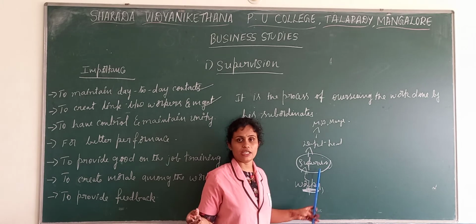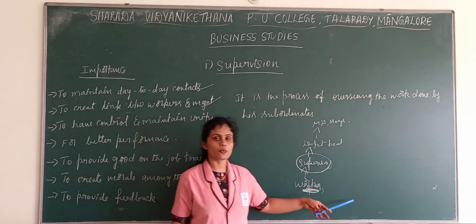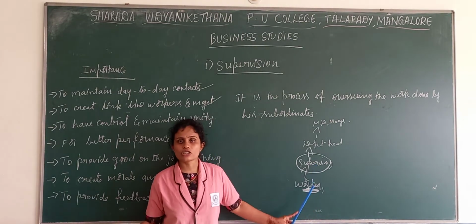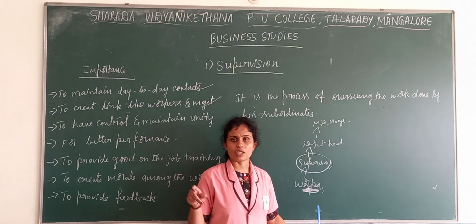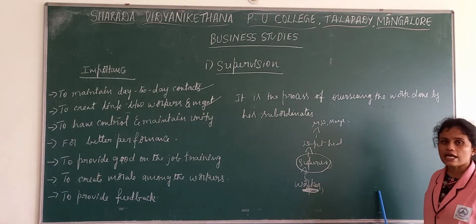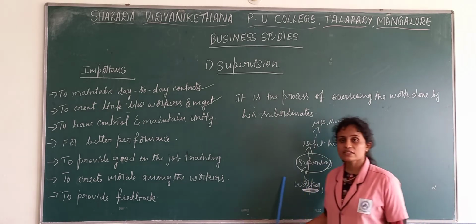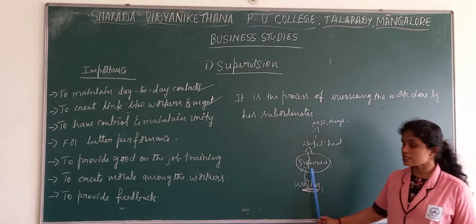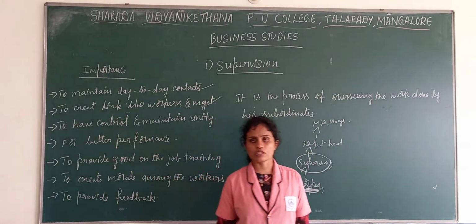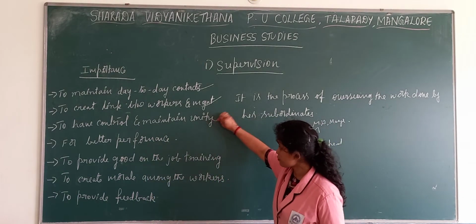How to create the unity? If he finds any kind of conflicts among the workers or any other problems, it is his duty to solve it. He has to solve it so that he creates better unity among the workers, and has better control over the workers. If he doesn't have proper control, then it is difficult for the supervisor to make these workers work according to the organizational goals and the targets the organization has set. That is the third one.